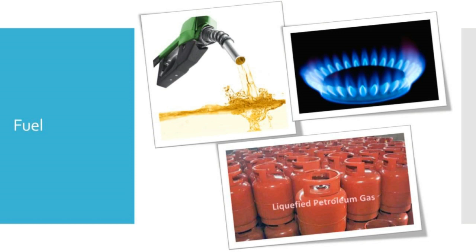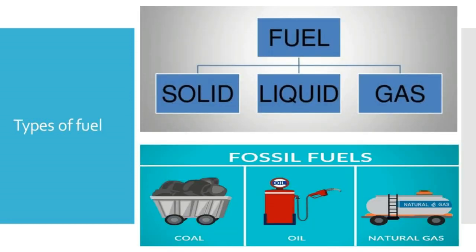Next, fuel. Any substance that can produce heat and energy on burning is called fuel. We can use this heat for various purposes such as cooking, heating, and many industrial and manufacturing purposes. Some of the fuels that we use in our daily life are wood, coal, petrol, diesel, and natural gas. Types of fuel. Fuels are classified into different types according to their physical state. They are classified into solid, liquid, and gaseous fuels.